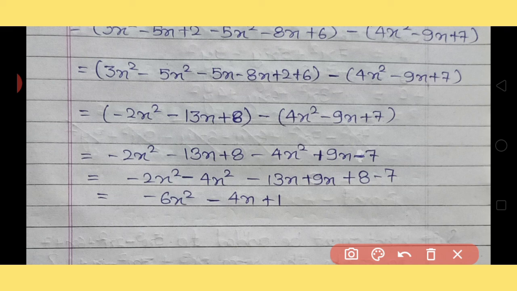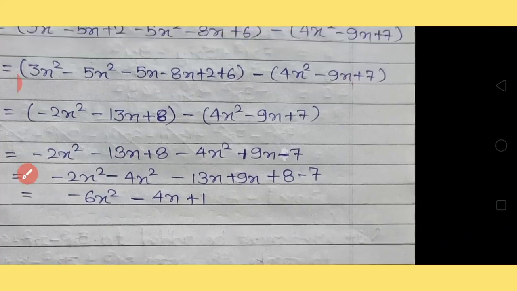So we will put together the like terms: minus 2x square minus 4x square. Both are negative numbers, so they will add, getting the answer minus 6x square. And second, minus 13x plus 9x. One is negative and one positive, so they will subtract. We get 13 minus 9 is equal to 4x. Minus 13 was greater, so we will put a sign of minus. And 8 minus 7 is equal to 1.